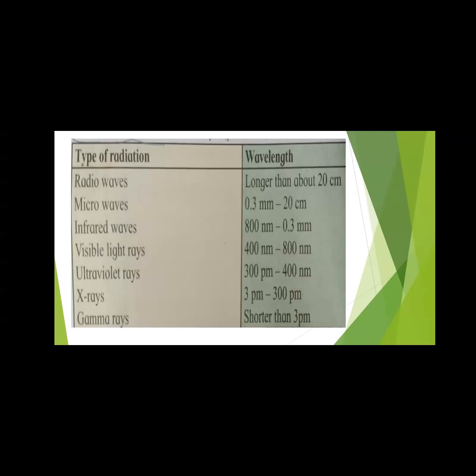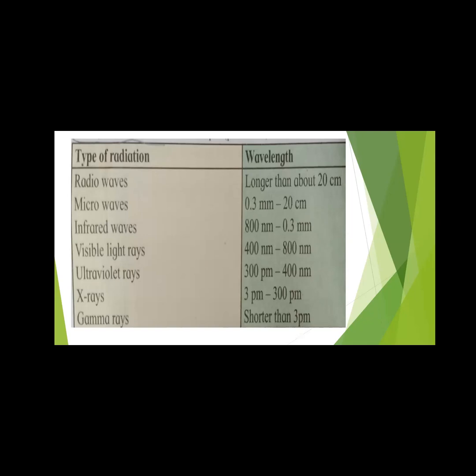Now, let us see the different types of radiations and the wavelength. You can see here the radio waves, they have a wavelength longer than about 20 centimeters. Can you imagine? That means the radio waves are very big. The wavelength is 20 centimeters, and we have one small scale of 10 centimeters, so two scales of distance is the length of one radio wave. So the wavelength is very large.